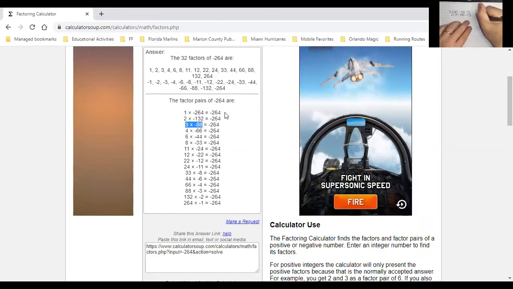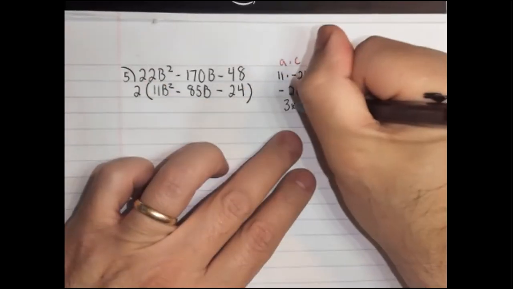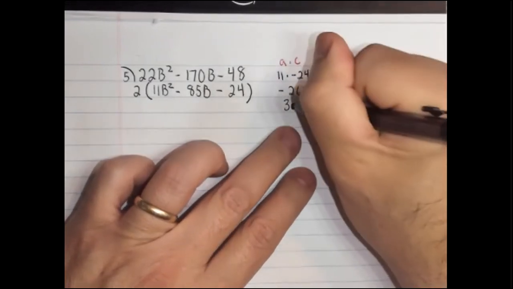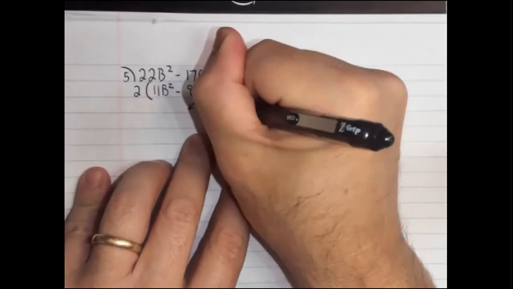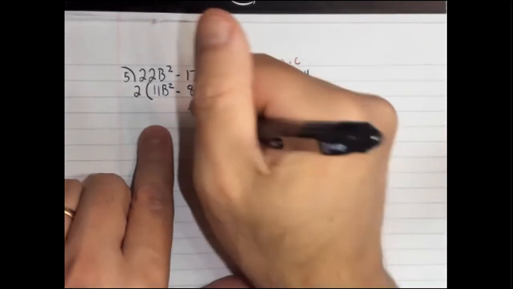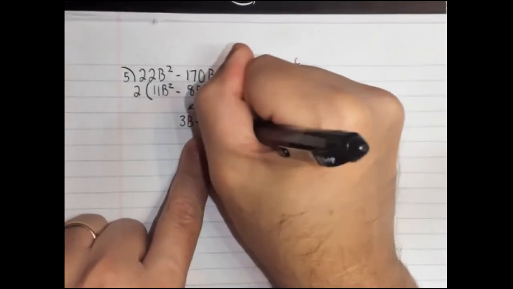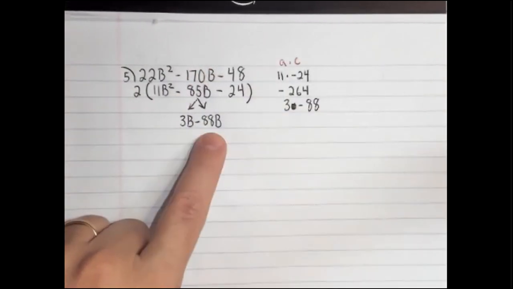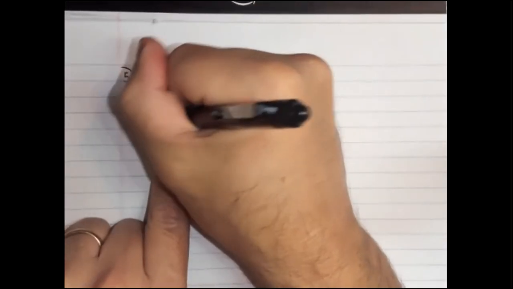So I want 3 times negative 88, because when I add 3 and negative 88 together, that would give me the negative 85. So those are the two values I'm using to rewrite negative 85. I'm going to put 3b here and then negative 88b here. And if you flip these around, have negative 88b here and the 3b here, that's fine. However you want to do it, it'll still work.